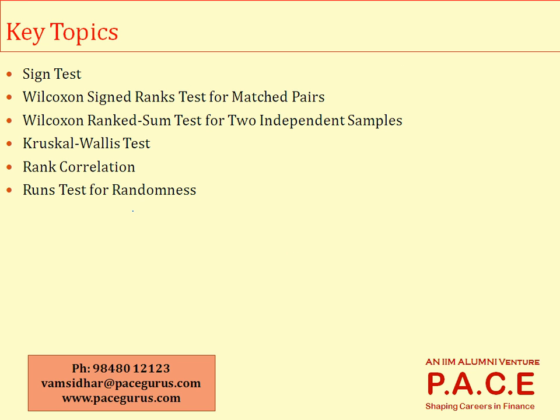Some of the tests which we will look at as part of this introductory session on non-parametric statistics: one is the sign test. Because, as I said, we are not too bothered about the mean, variance and all, we look at comparisons using the sign, an increase or a decrease. That sign test we use for matched pairs, and we call that the Wilcoxon signed rank test. Or if I do it for two independent samples, testing for the equality of the medians, I use the Wilcoxon rank sum test.